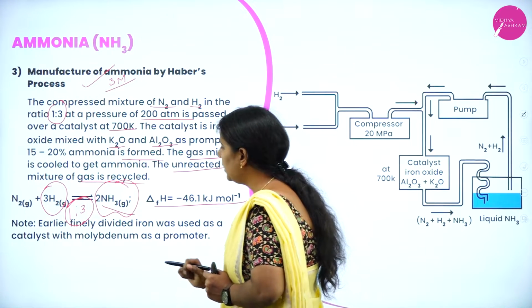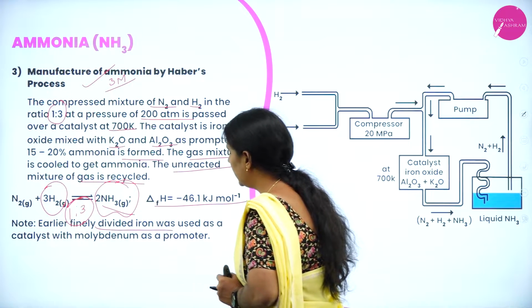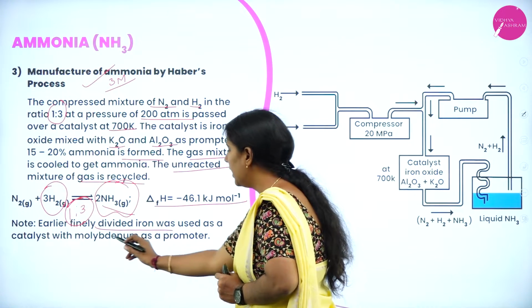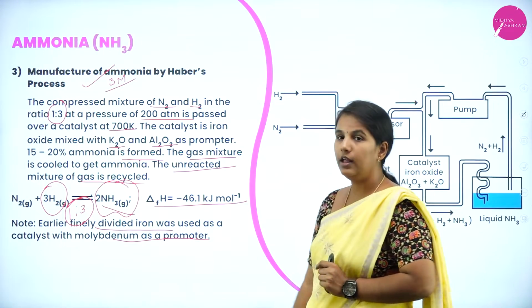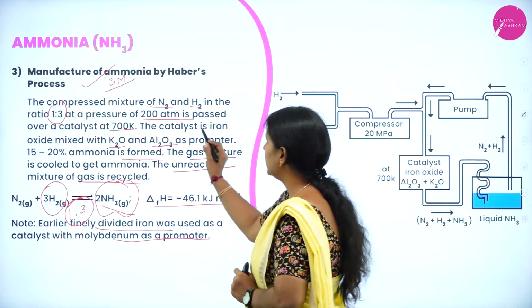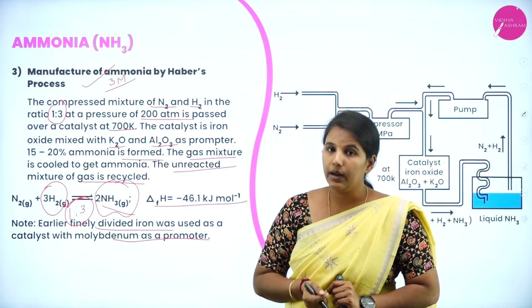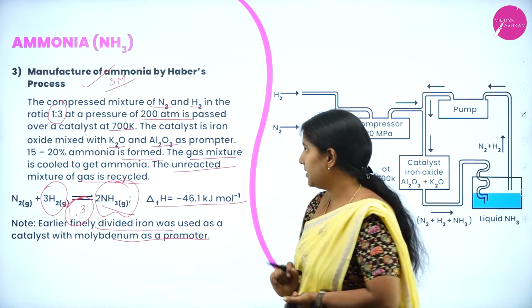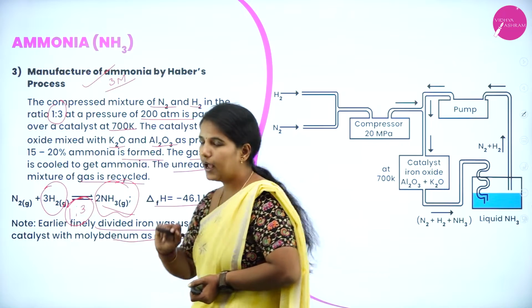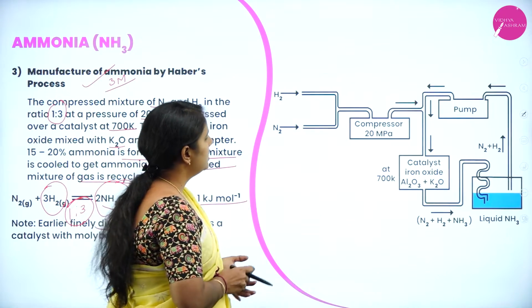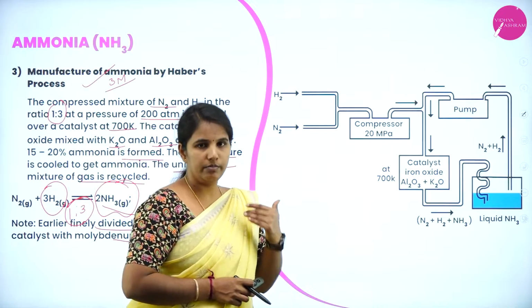Note, earlier finely divided iron was used as a catalyst with molybdenum as a promoter. Nowadays, iron oxide is used as a catalyst, but the promoter has been replaced with aluminum oxide as well as potassium oxide. Okay, so we'll understand through the process.